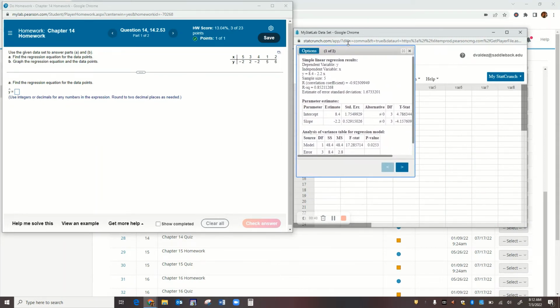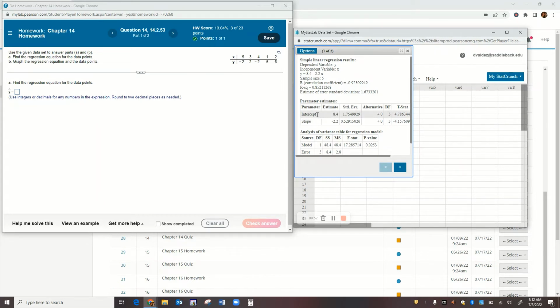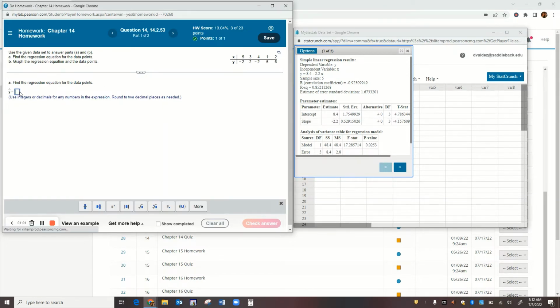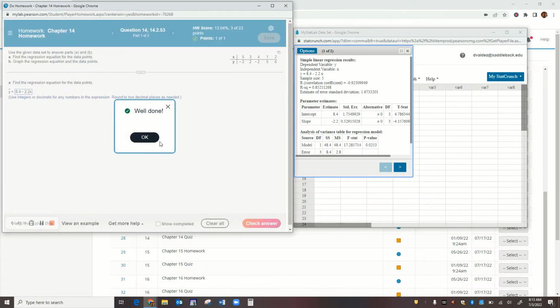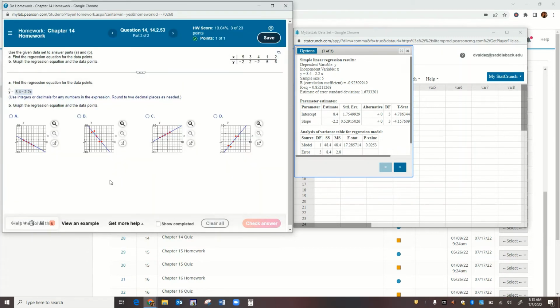So here is our little printout. Okay, up here, parameter estimate. So that's the y-intercept, 8.4, and then here's the slope, negative 2.2. So you're going to type that in. So y-intercept 8.4, and then I'm just going to put minus, since the slope is negative, 2.2x. Well done.